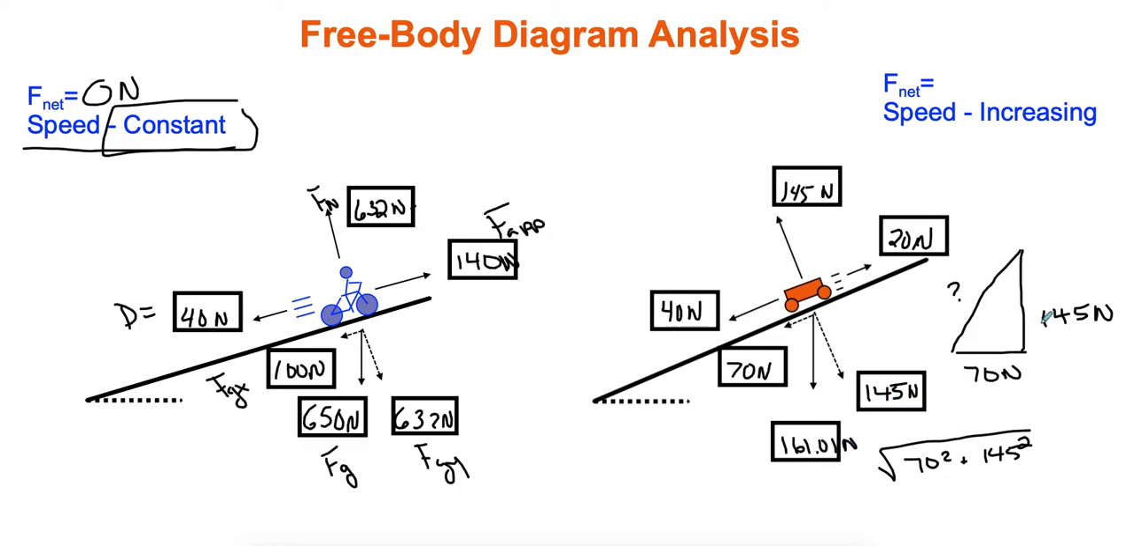Okay, and we just figured that out by using Pythagorean's theorem. A squared plus b squared equals c squared. So that's c squared, you square root, and it'd be a little bit quicker just to use that formula.